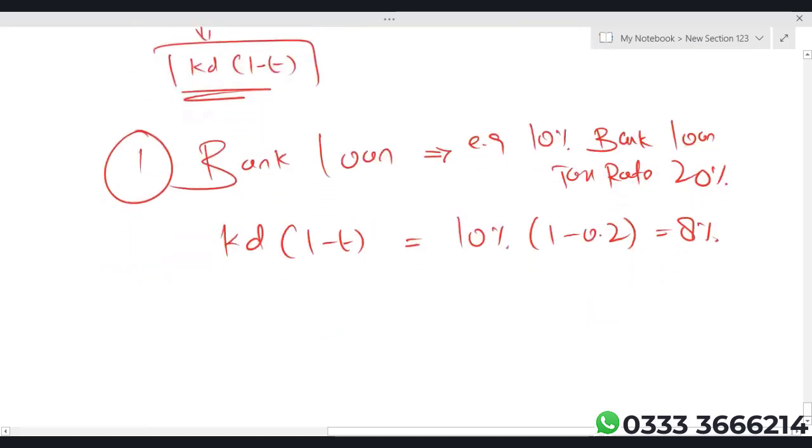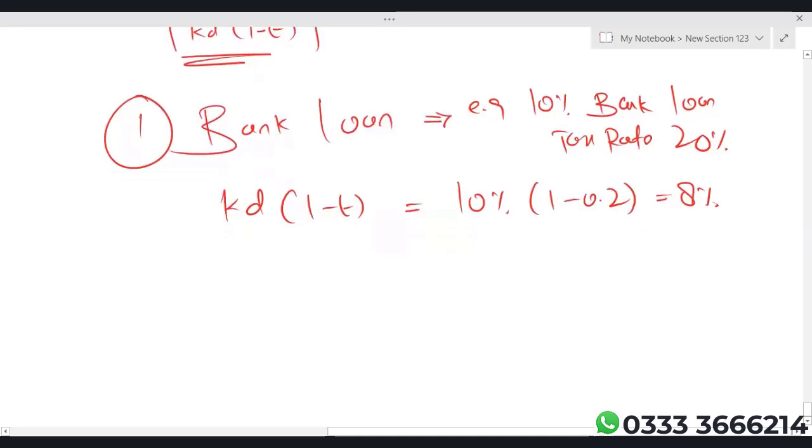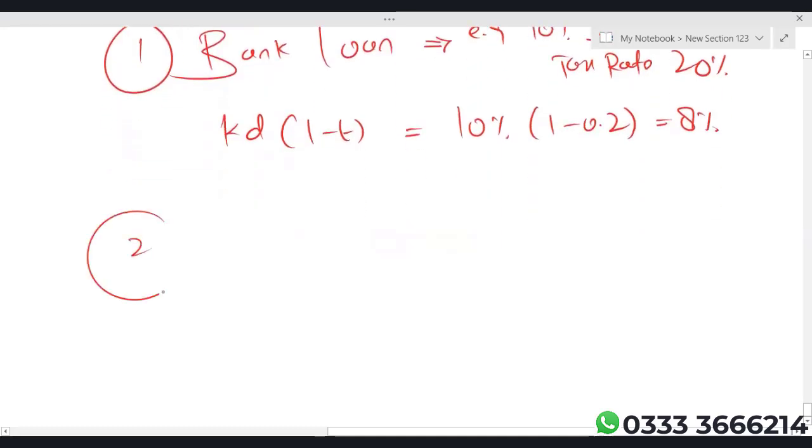In case of bank loan, we always assume book value of bank loan is equal to market value.